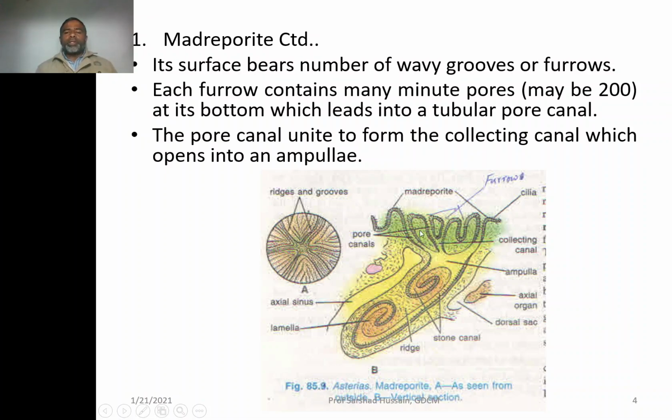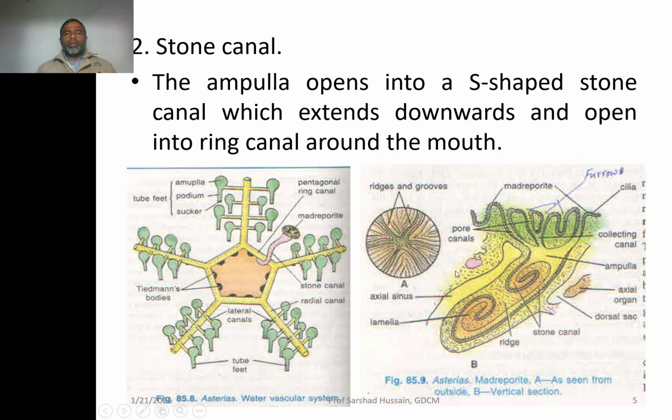The pore canals unite. You can see this is one pore canal and this is the other pore canal. They unite just below and form the collecting canal. This collecting canal in turn opens into a structure called the ampulla. Then coming to the stone canal, this was the structure of the madreporite. Now look at this stone canal. The ampulla opens into the S-shaped stone canal. This is the S-shaped stone canal you can see.